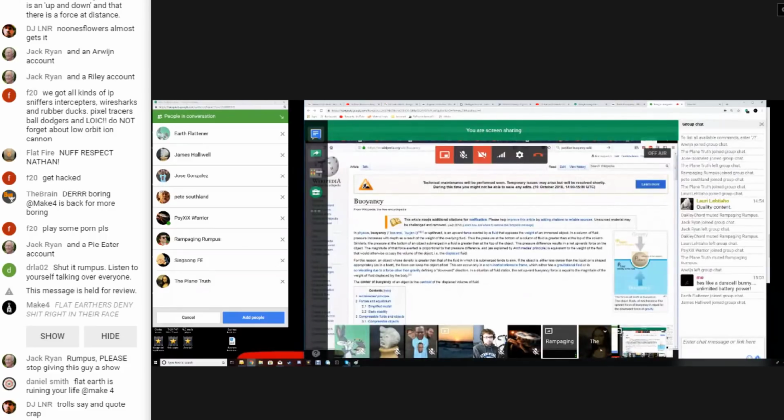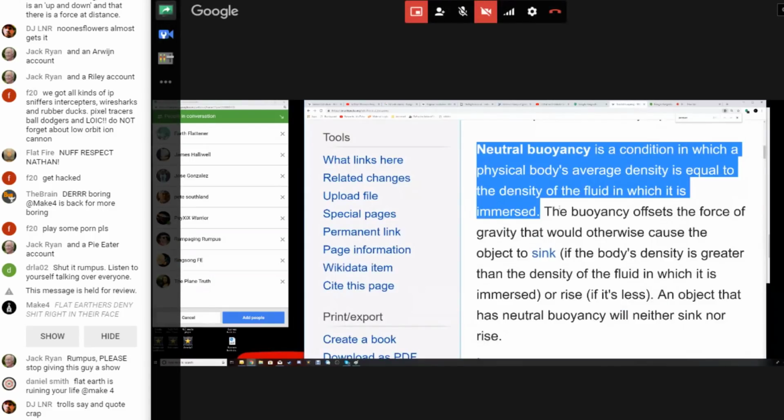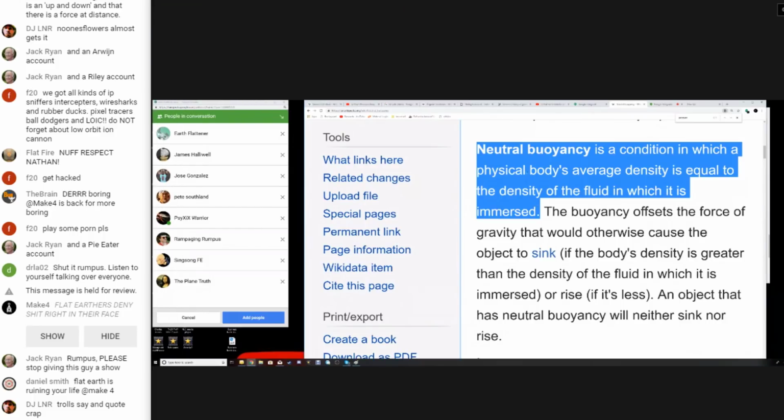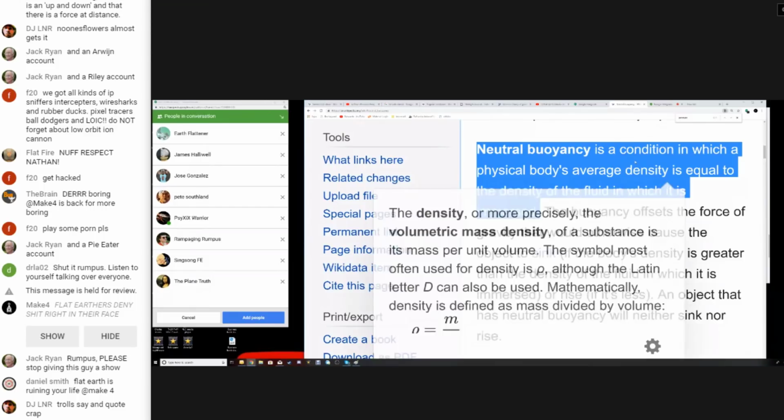Go and look at the definition of buoyancy, and you will see that it talks about it being an upward force, and it offsets the force of gravity. I'm not interested about when it's buoyant, Rumpus. I'm interested when those two things are equal, Anthony, is when you have neutral buoyancy. But when those two forces are equal, you have neutral buoyancy.